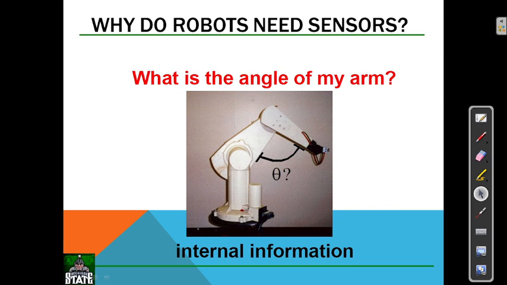Why do robots need sensors? Because in some places we need a certain angle for some purpose. So this is the angle of the arm. Here we have the arm with the help of some particular sensor.